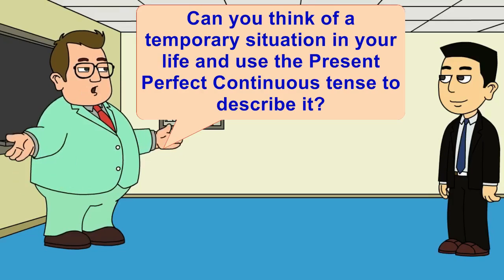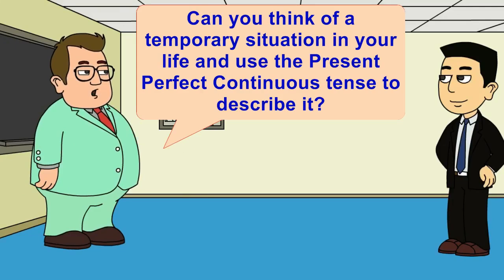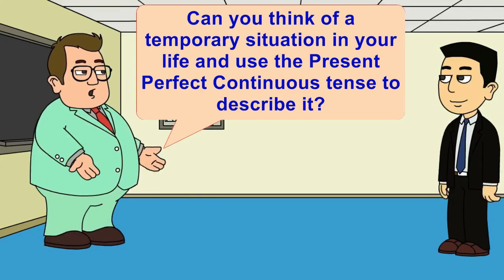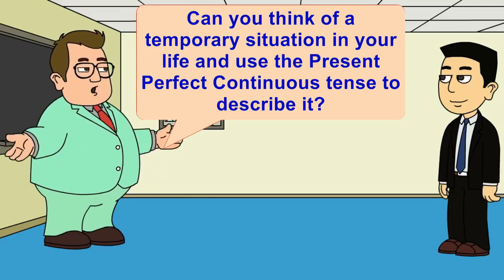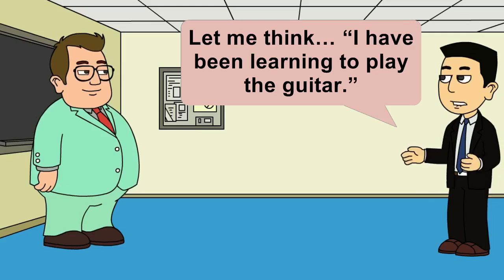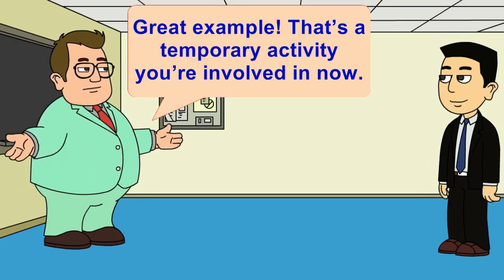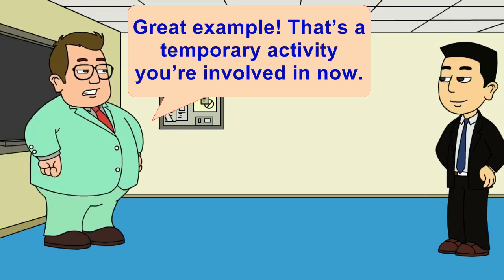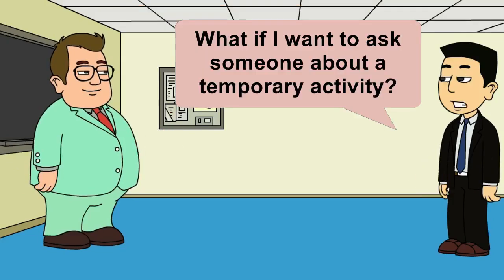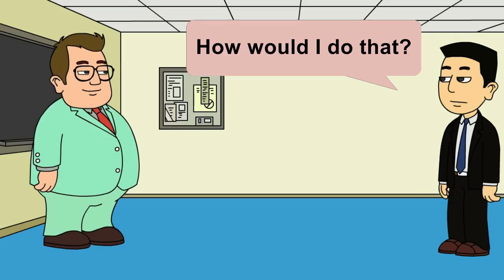Can you think of a temporary situation in your life and use the present perfect continuous tense to describe it? Let me think. I have been learning to play the guitar. Great example. That's a temporary activity you're involved in now. What if I want to ask someone about a temporary activity? How would I do that?